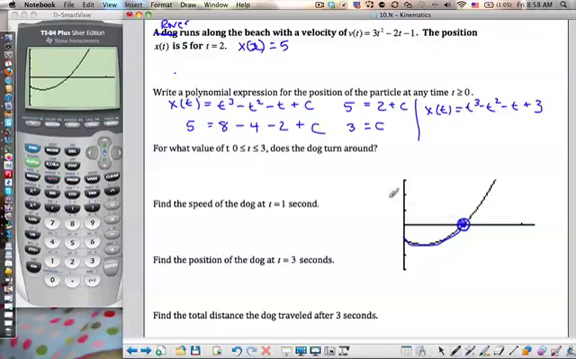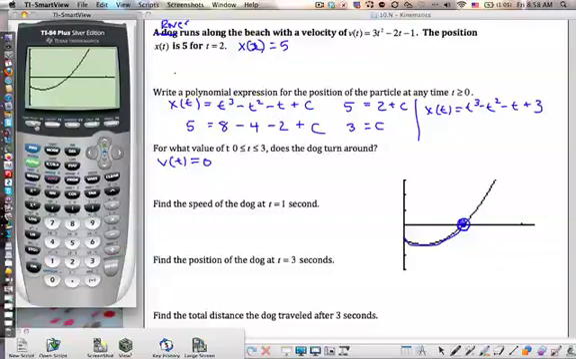If it would have stayed underneath the x-axis, he would have just stopped and then just kept going in that same direction. So for what value does the dog turn around? Well, we need to know when v of t equals 0. So we set this equal to 0, and then we can solve.